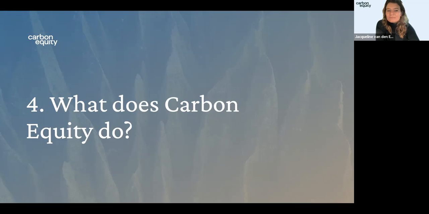Cool, thank you. All right, thanks for all these questions. Please keep on asking them in the Q&A, ideally, or in the chat if you prefer. Finally, a few words on what Carbon Equity exactly does.